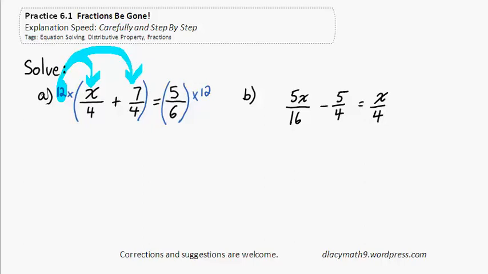Here's what I'll do. I will go 12 times x divided by 4. That's these numbers I'm looking at, which works out to 3 times x, or 3x. Then I will work through multiplying 12 times 7 divided by 4, which is simply 12 over 4 is 3 times 7 is 21.